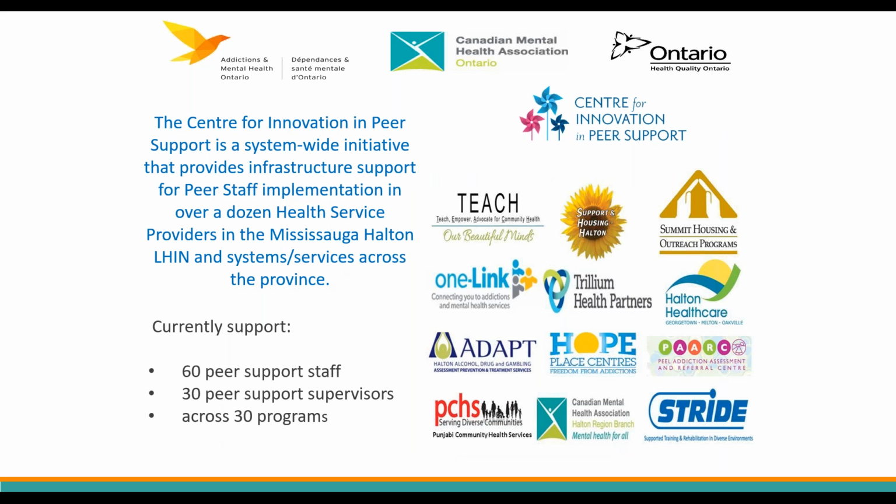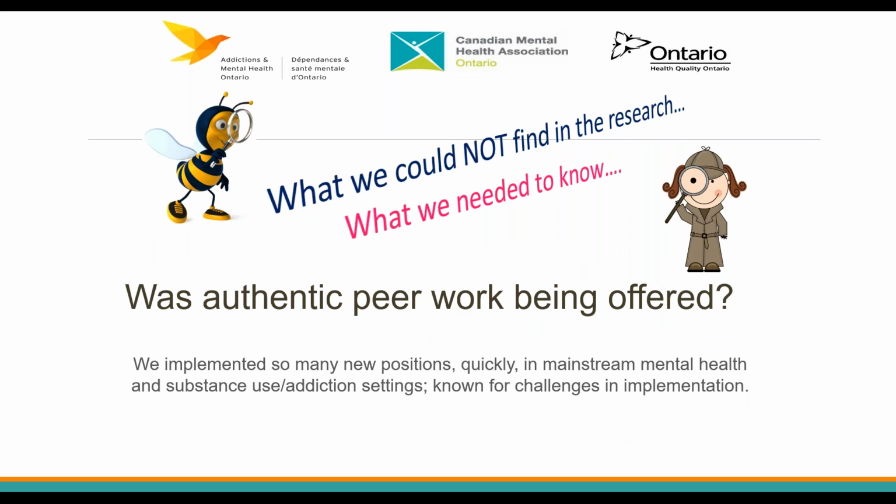So the Center for Innovation, we're a system-wide initiative that provides infrastructure for peer support, staff roles. The pieces to know about this is that we do have 12 partners identified there, which are hospital, community agencies, employment, residential, central access, housing, CSI. You can see there how many peer support staff we are, how many peer support supervisors across 30 programs. We've also expanded since then to include peers in sex trade work, street outreach, overdose prevention, shelters, family corrections. Next slide. And the biggest piece here is that in cohort number 1, we could not find the research was authentic peer work being offered. Next slide.